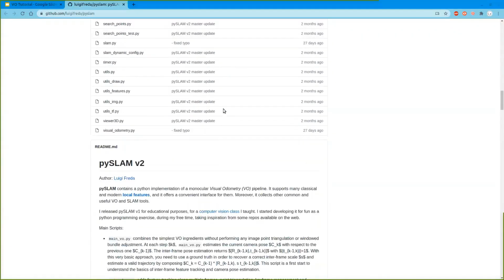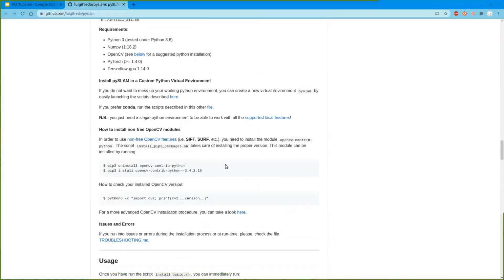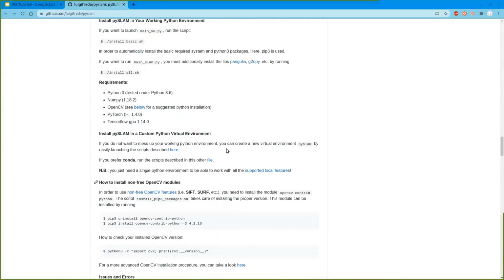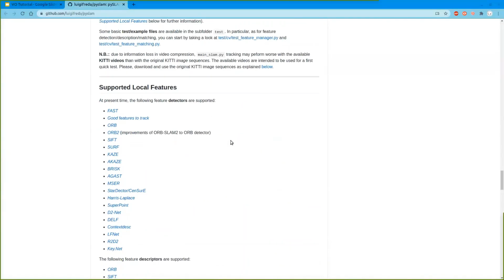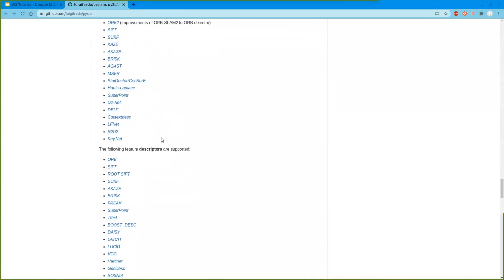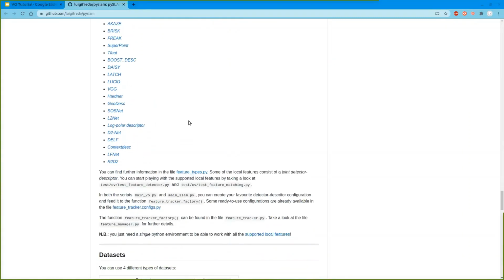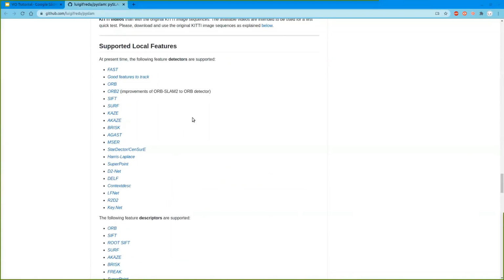More importantly, it actually implements some learning-based features and uses them to do the visual odometry, as we can see here. It supports a lot of features such as ORB, ORB2, and also SURF, BRISK, etc. And it also has some learning-based features, like SuperPoint. I think Chen introduced it yesterday.